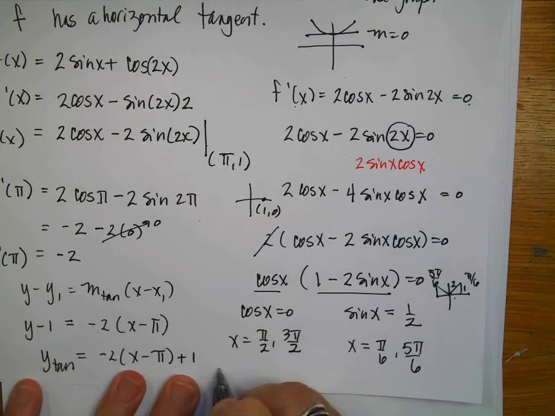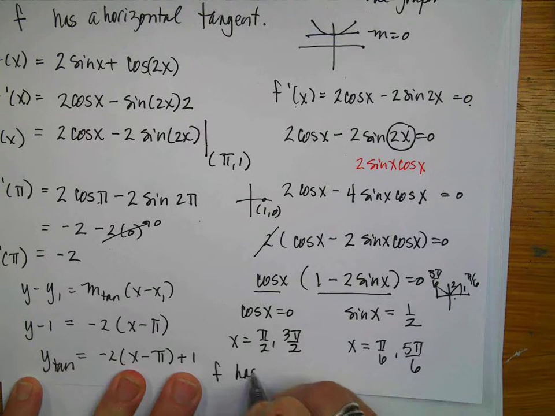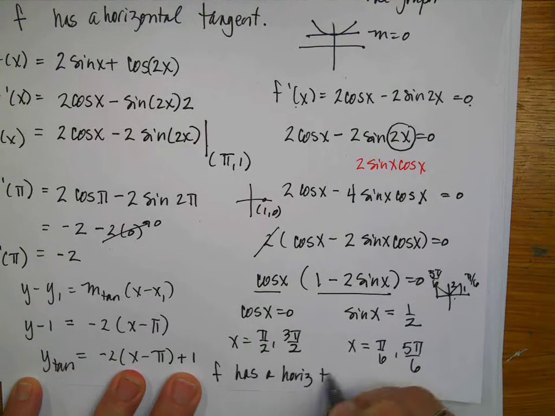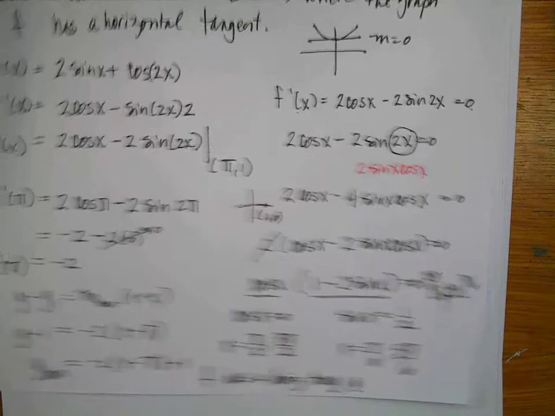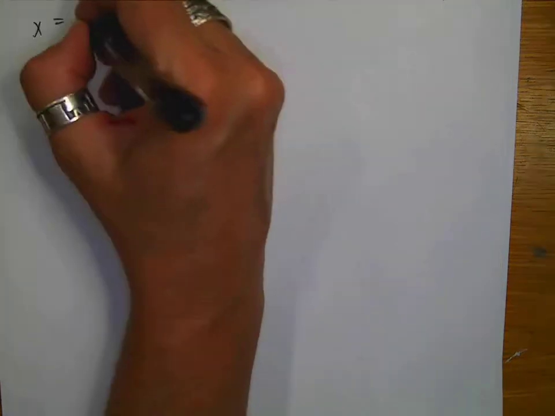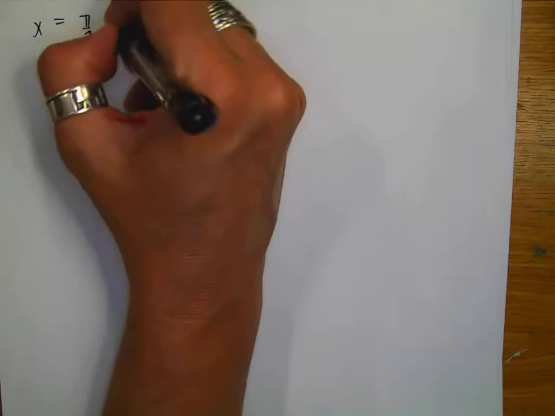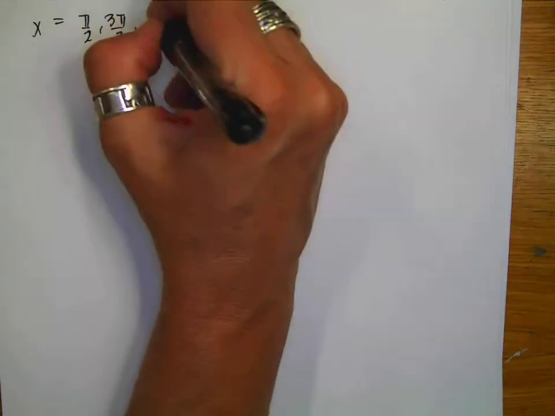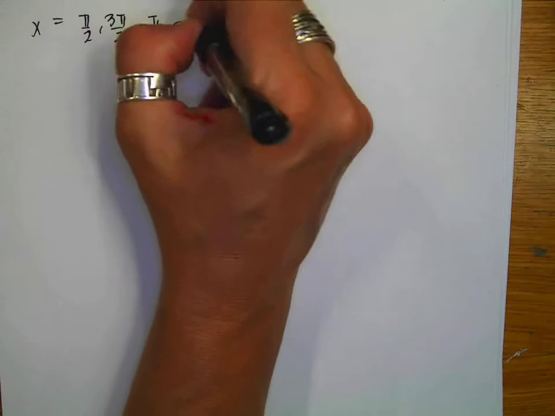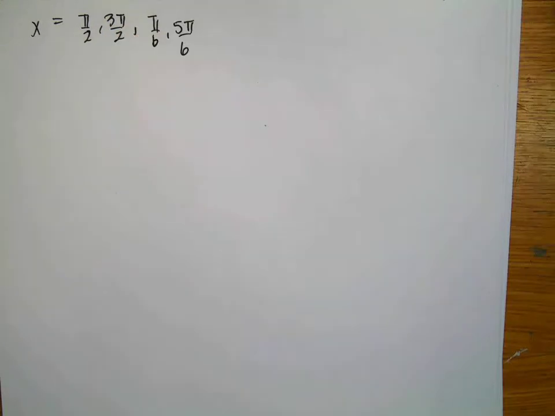And so then I need to make my statement. F has a horizontal tangent at, I'm going to run out of room, so I'm just going to go to another page. x is equal to pi over 2, 3 pi over 2, pi over 6, and 5 pi over 6. And those would answer all of the questions that you had in that particular problem.